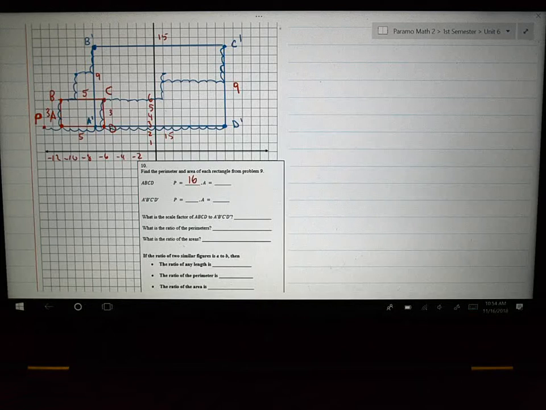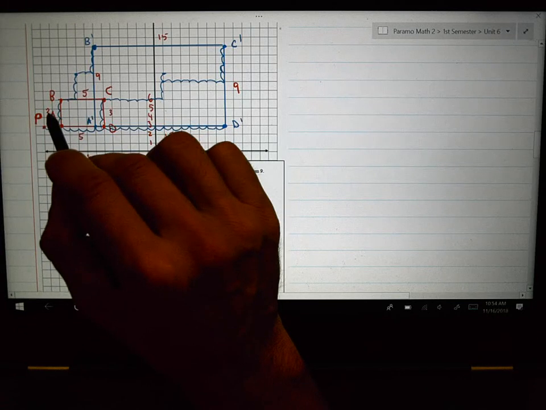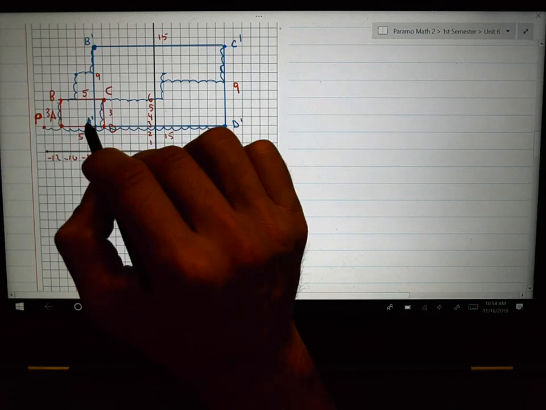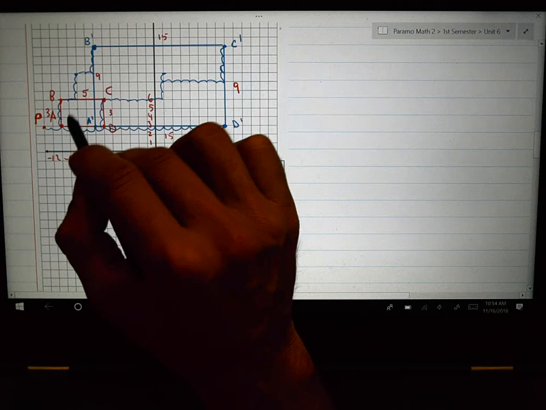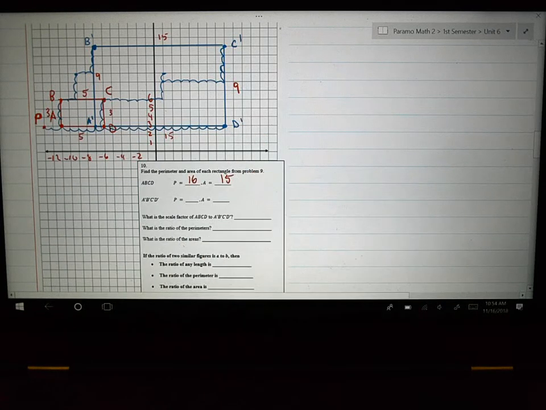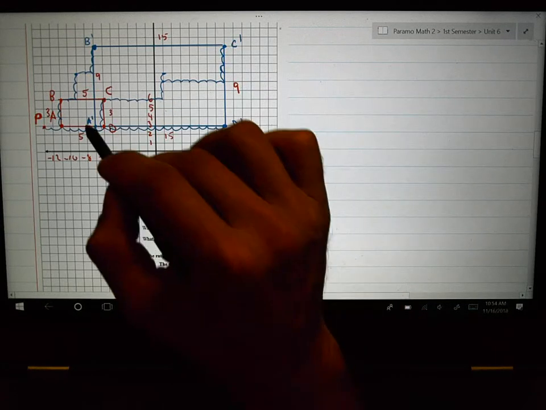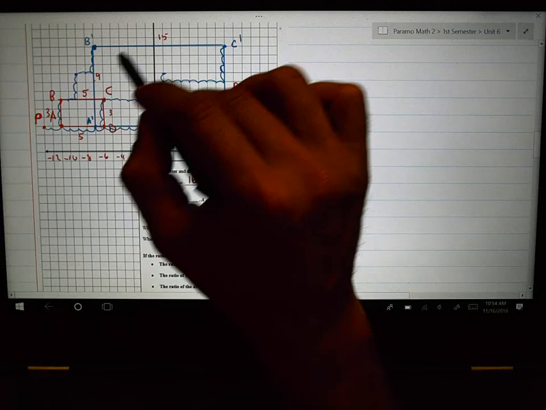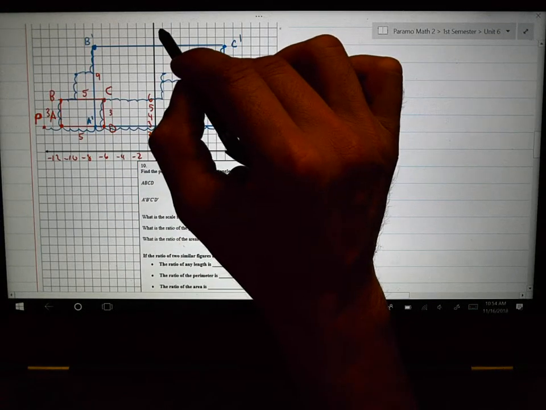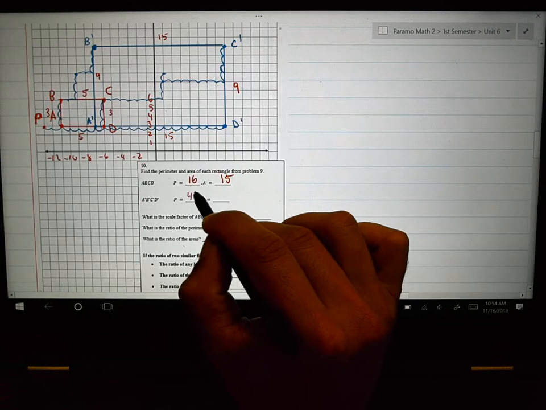But the area, that's what they're going to ask us next. The area is not done by adding up the 4 sides. It is done by multiplying how many squares are there. 3 times 5 is 15. Then they want us to do the same thing except for the image. The perimeter of the image is 9 plus 15, that's 24, plus 9 plus 15. 24 and 24 make 48.